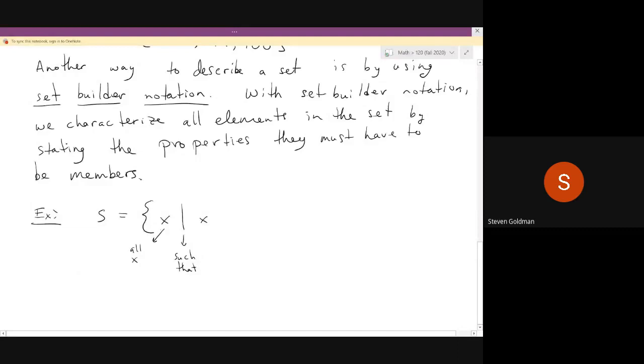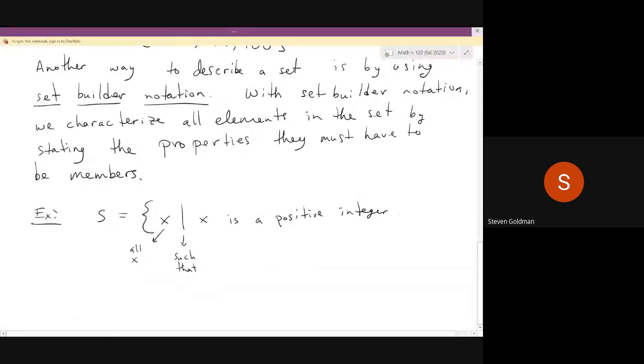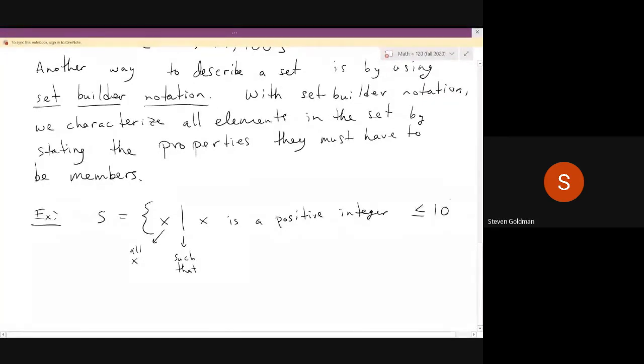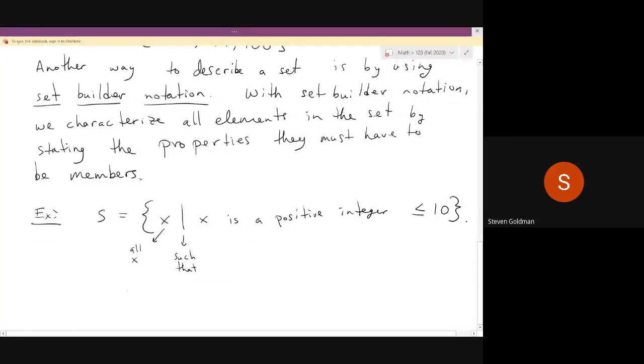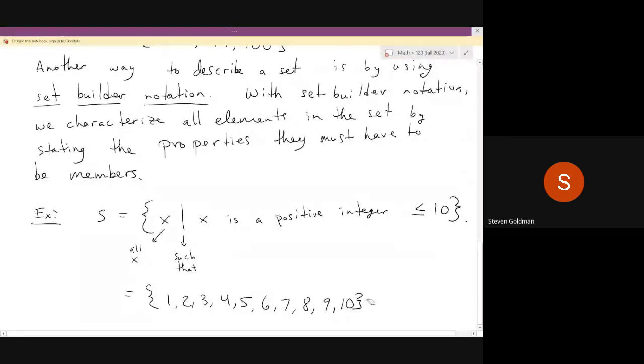So S is equal to all elements X such that X is a positive integer less than or equal to 10. So I'll just write it this way, less than or equal to 10. Okay. All right, so this is the set 1 through 10 that we wrote before. I just, instead of writing it using the roster method, have now written it using set builder notation. Okay, so here is set builder notation, and I'm going to write it again using roster notation.